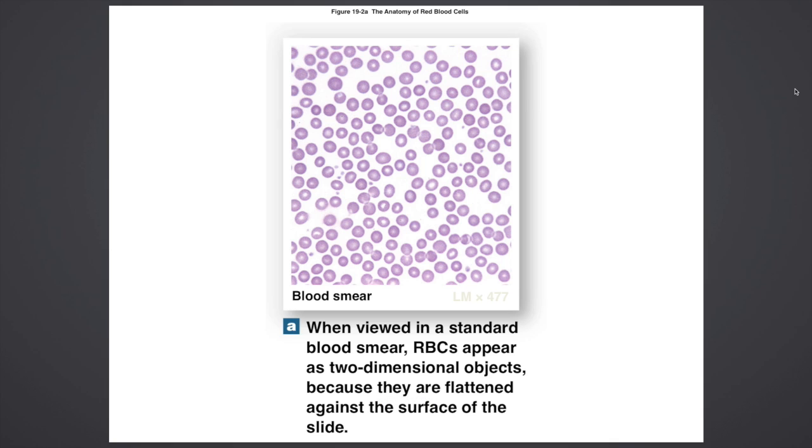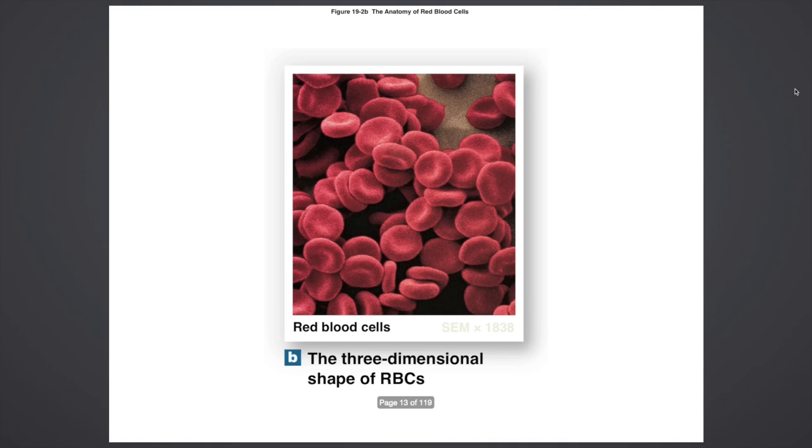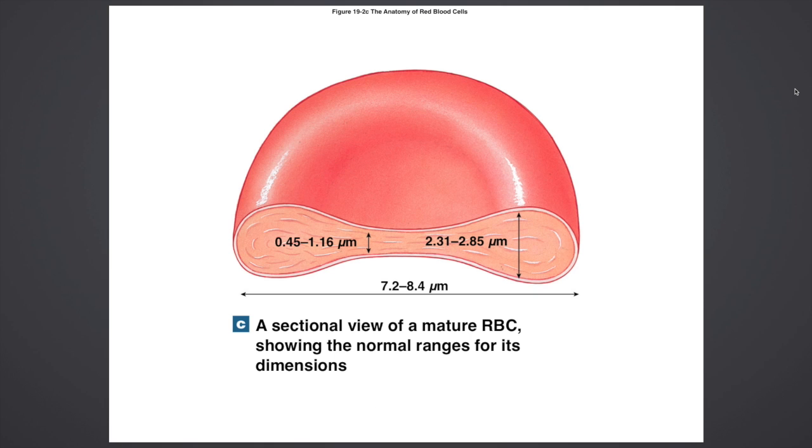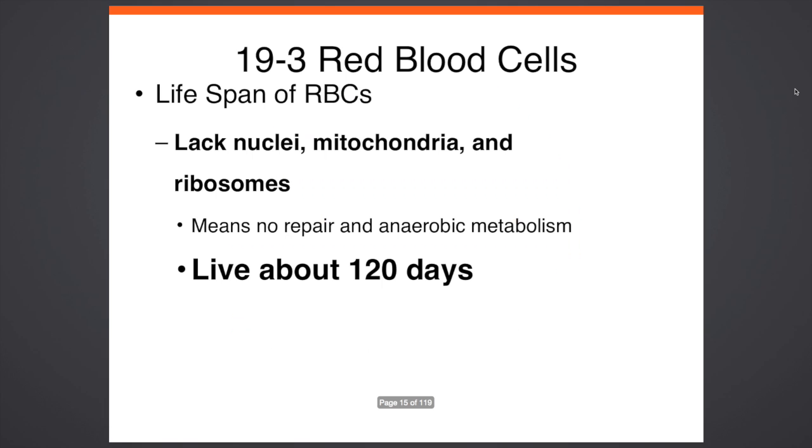This is a picture when viewed in a standard blood smear. Red blood cells appear as a two-dimensional object. They look like little flattened jelly beans here. But this is your typical red blood cell. Let's take a look at this in a three-dimensional shape. It kind of looks like small donuts without holes. They are very circular and have a flattened center. Again, here it is, a transverse cut of the blood cell.